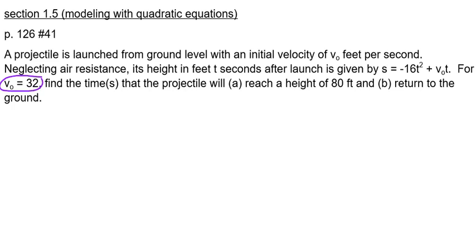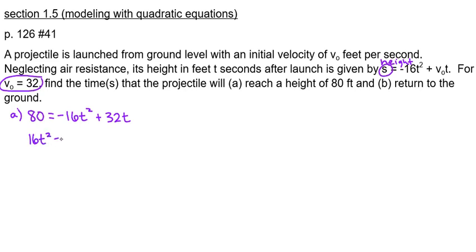Okay, find the times. So we are solving for t, and in part A we're given a height of 80 feet, and s represents height. So let's substitute that value, 80, for s into the equation, and we'll solve for t. We also need to substitute 32 in for v0. This is our quadratic equation, and chances are we're going to have to use the quadratic formula or something like that. So let's get all the terms over to one side.